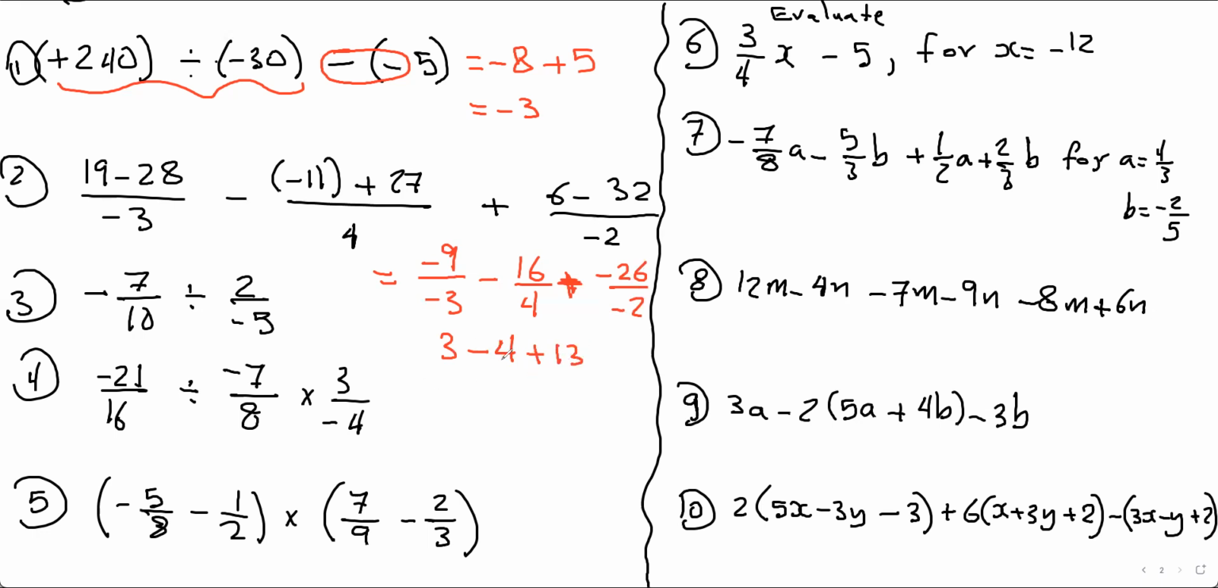Now 3 minus 4 is negative 1. Negative 1 plus 13 is 12. So the answer there should be 12.